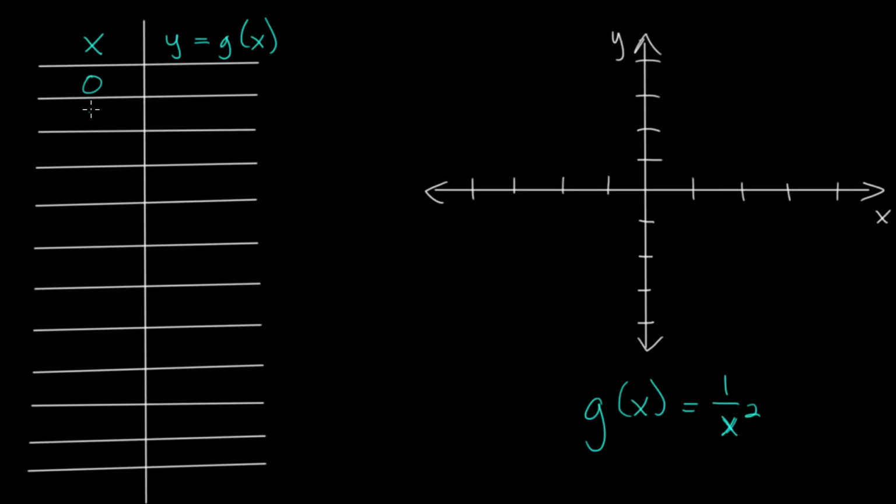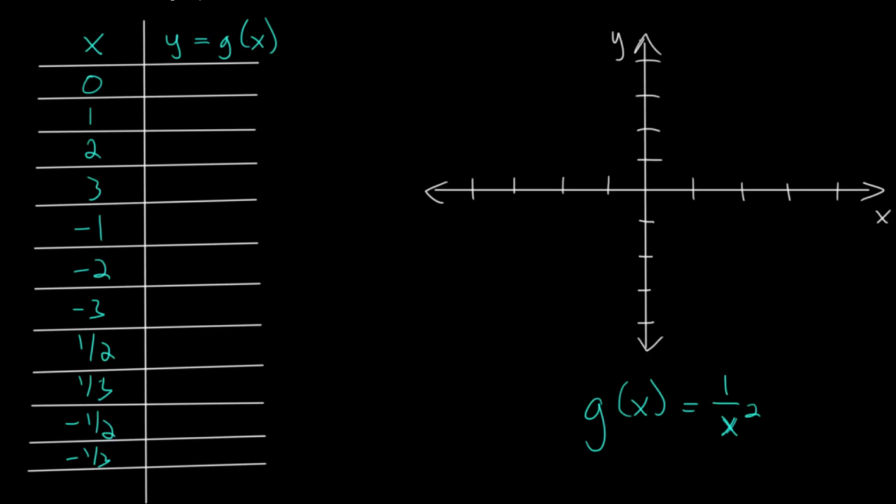So we have 0, 1, 2, 3. And we can look at some negative numbers like -1, -2, -3. And just like the previous rational function, we are going to need to look at some fractional values as well. So we can look at 1/2, 1/3. We can look at -1/2 and -1/3. And we can fill in different x values if we need to.